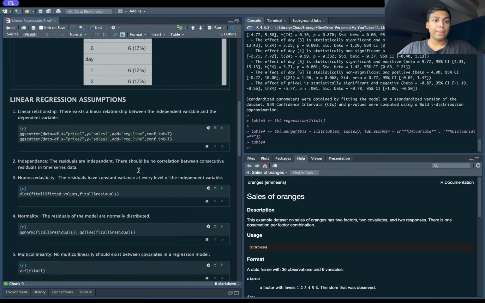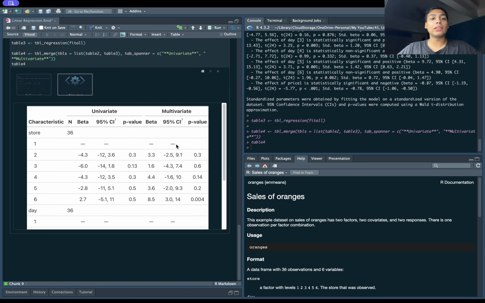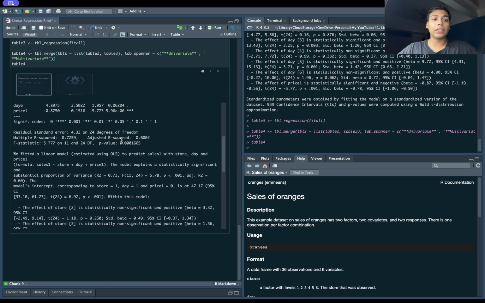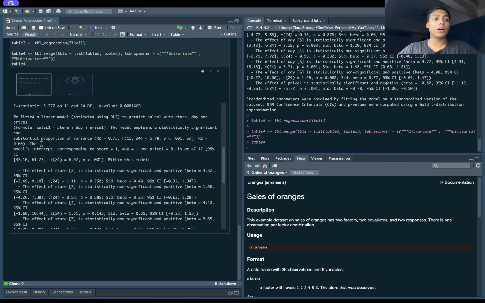Now for the assumptions. So now we are done fitting the models. Okay, so the models fit well. Let's see the R squared value. So what's the R squared? R squared is how much the predictors explain the dependent variable.